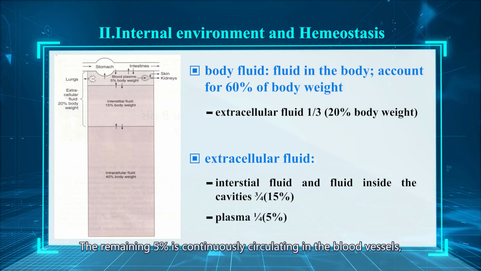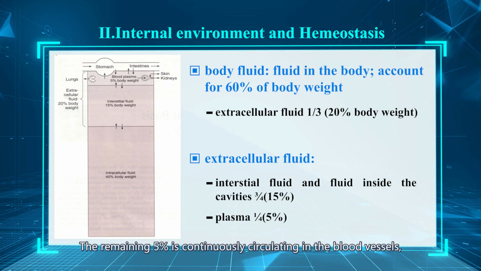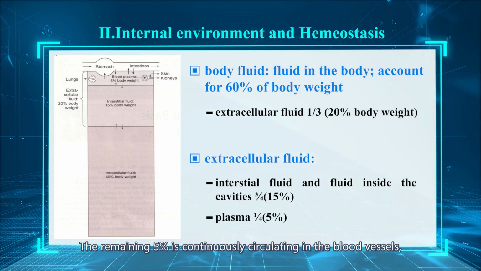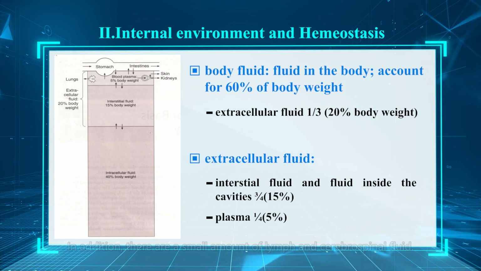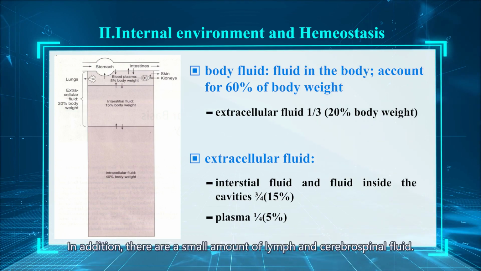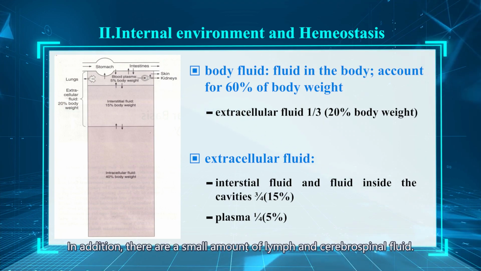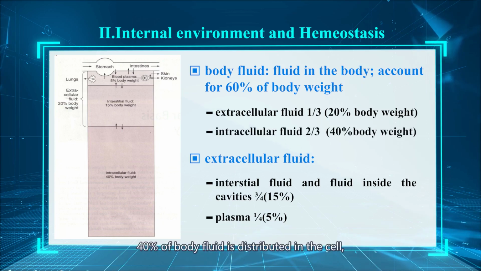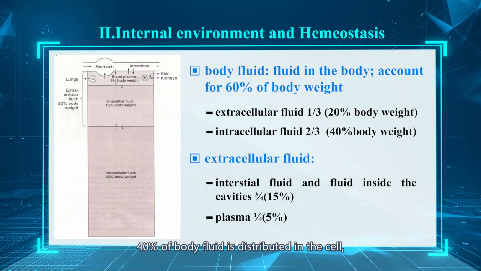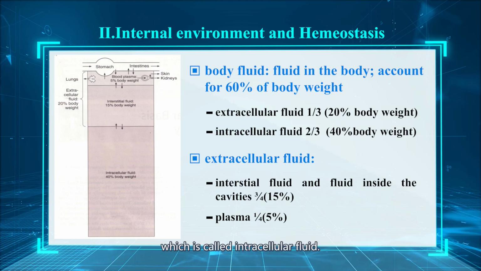The remaining 5% is continuously circulating in the blood vessels, which is called plasma. In addition, there are small amounts of lymph and cerebrospinal fluid. 40% of body fluid is distributed in the cell, which is called intracellular fluid.